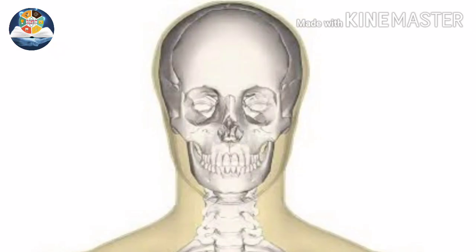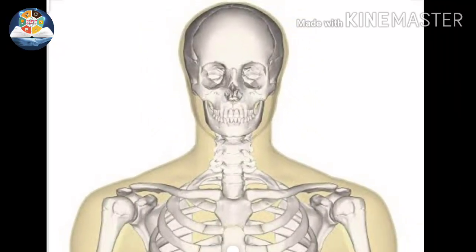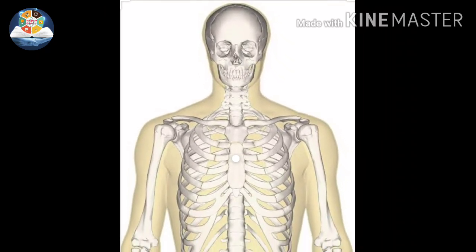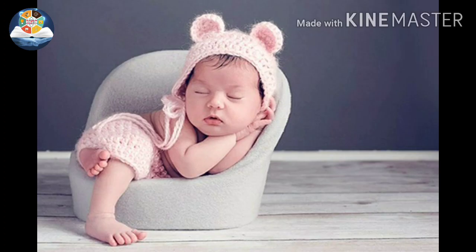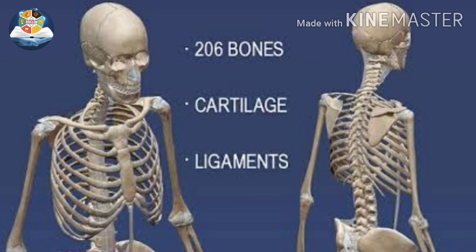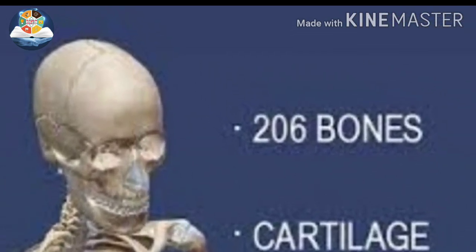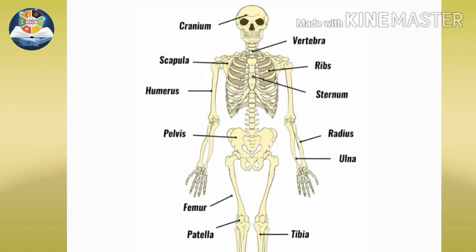Bones and muscles. Every single person has a skeleton made up of many bones. These bones give your body a structure. Do you know a baby has about 300 bones and an adult has 206? This is because some of our bones fuse as we grow up.